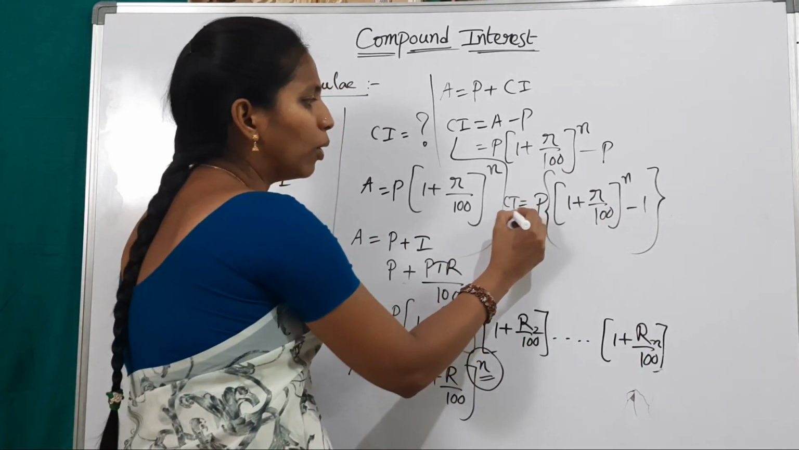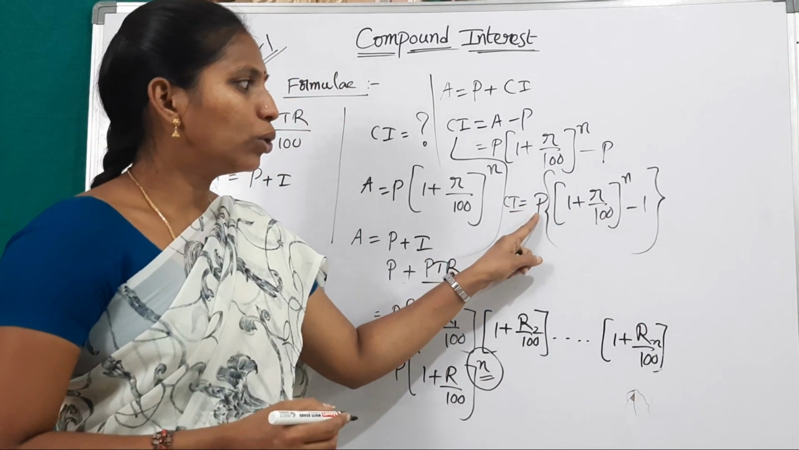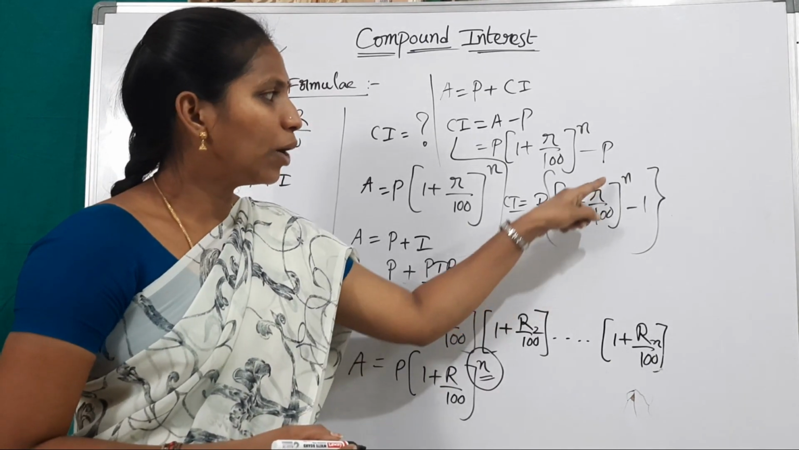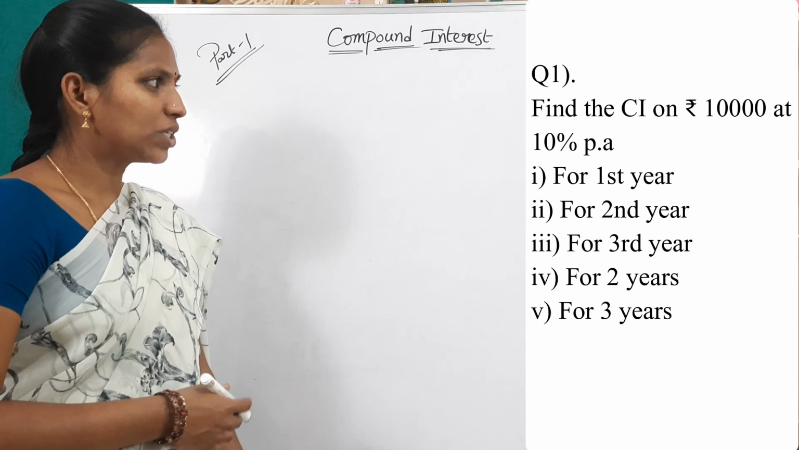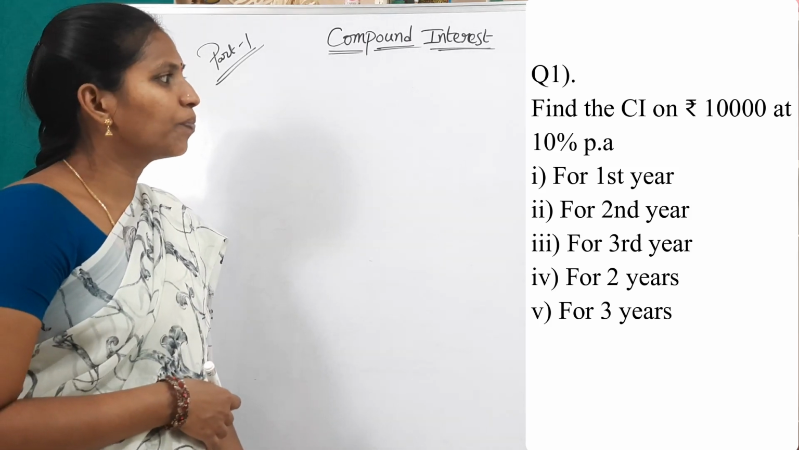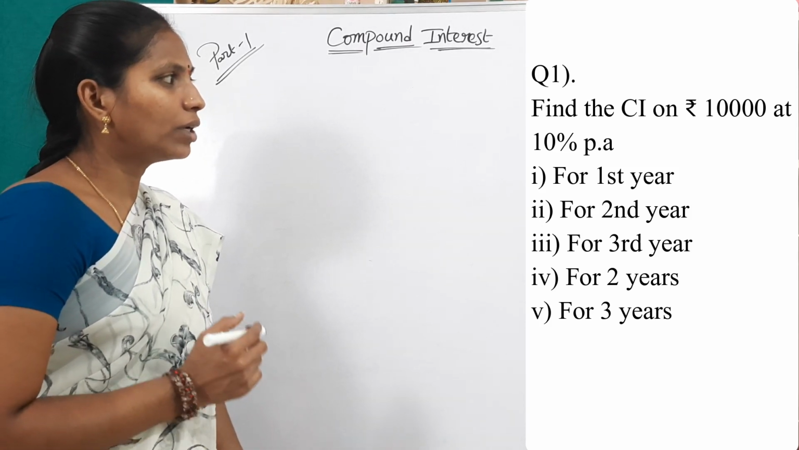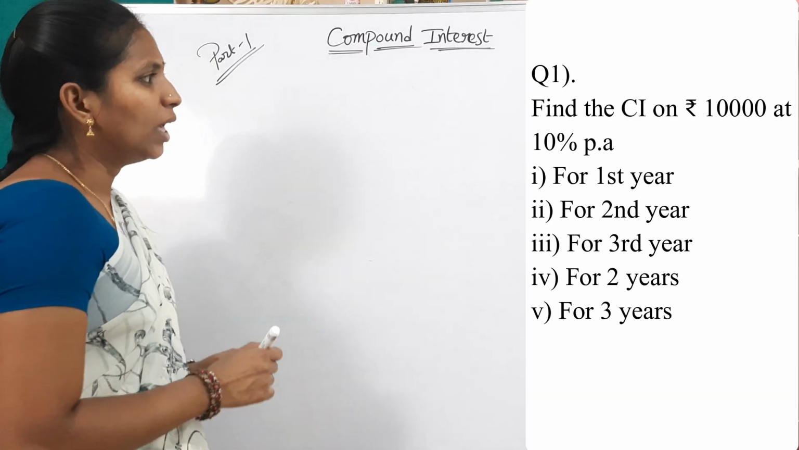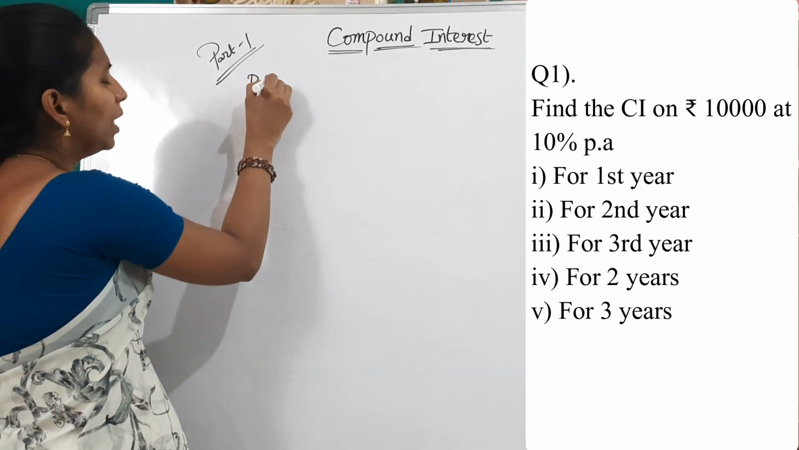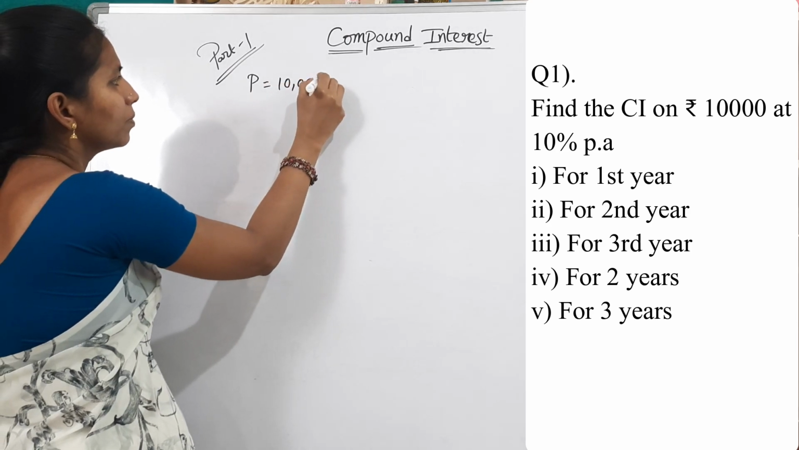CI, compound interest, equals P into (1 plus R by 100) whole to the power of N, minus 1. That is the formula. Now see the first question in compound interest. Find the compound interest on 10,000 rupees at 10% per annum. Here, what is the principal? P equals 10,000 rupees.